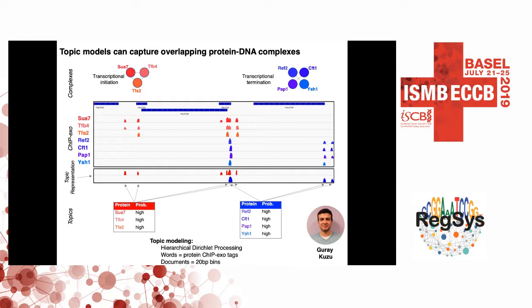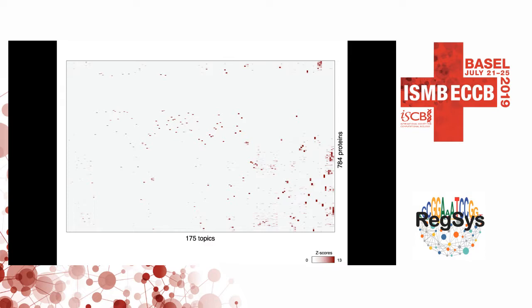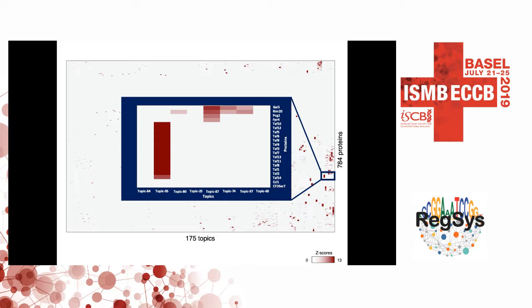So we take this approach and we apply it to the entire data set. This method is a nonparametric method. It estimates there are 175 topics in here. We have 784 proteins on here. Each one of these red blocks represents the overrepresentation of particular proteins within particular topics. And again, we're interpreting these topics as being potential complexes. We can look at individual topics and see if they make sense in terms of being complexes. So many of them do.